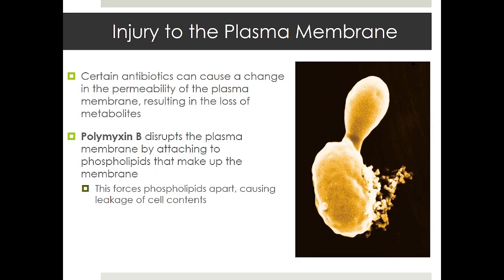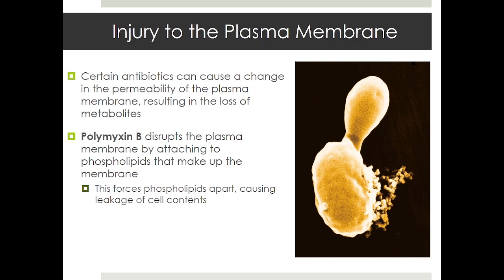Injury to the plasma membrane is similar in its effectiveness because certain antibiotics can cause changes in the permeability of that plasma membrane. Similarly to eukaryotic plasma membranes that we've been talking about all along, having semi-permeability is extremely important. You want certain molecules to be able to pass through. You want to prevent most molecules from being able to pass through. And anytime you just start poking holes in that membrane, all of that goes out the window.